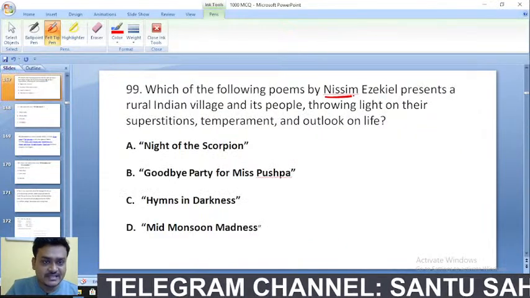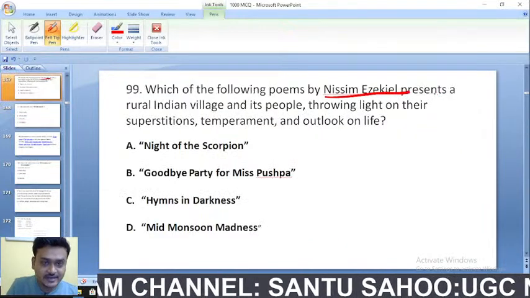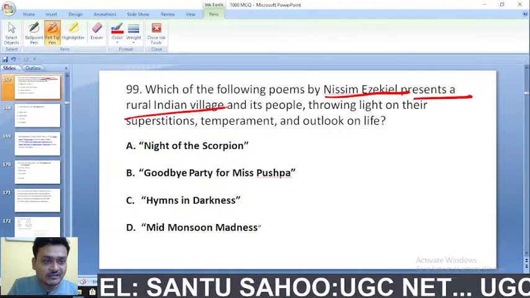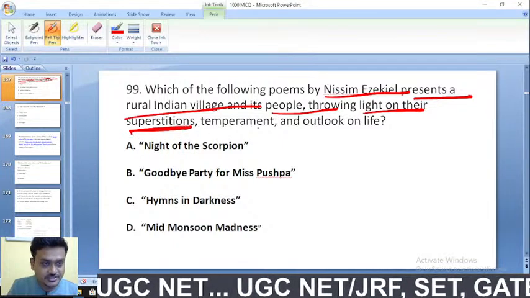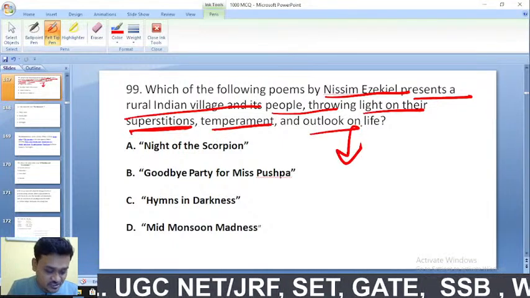Which of the following poems by Nissim Ezekiel? Yeah, exactly, Sujata, you are right, absolutely. Presents a rural Indian village and its people, throwing light on their superstitions, temperament, and outlook on life. Easy one, quickly do answer.